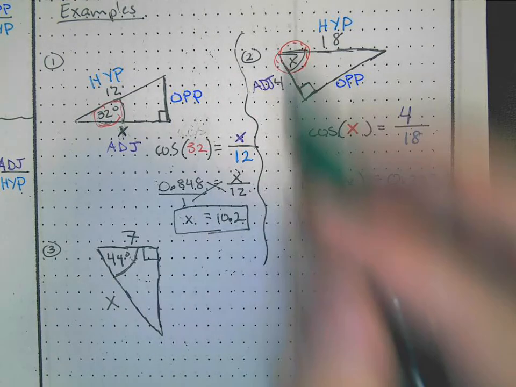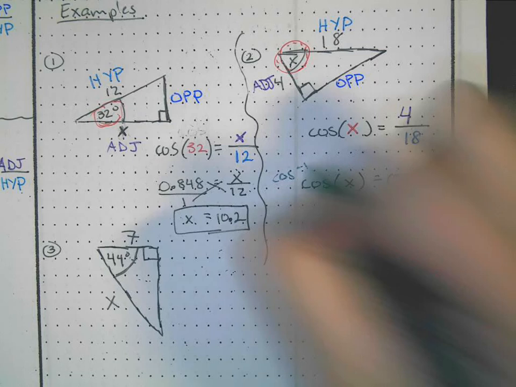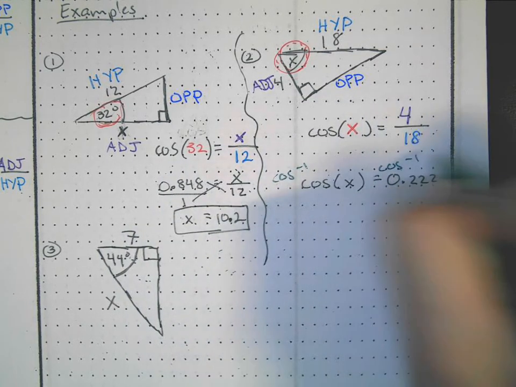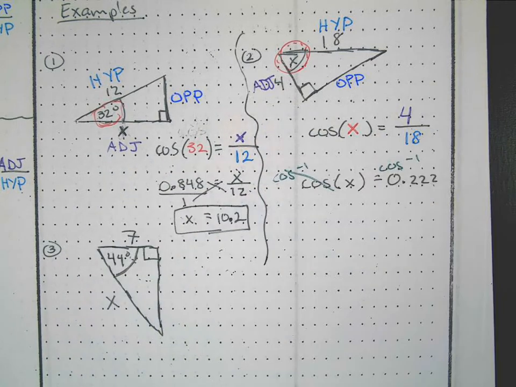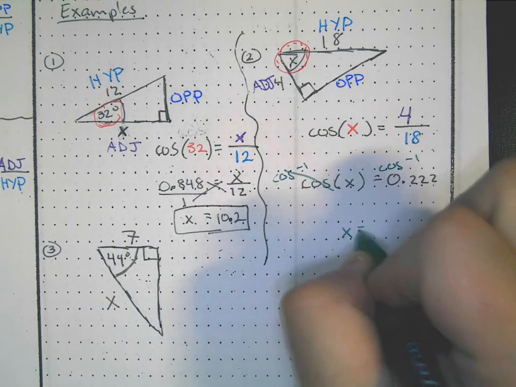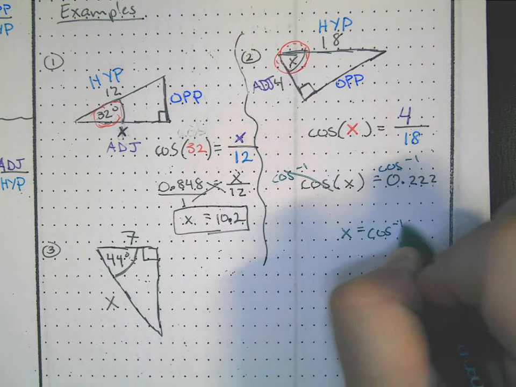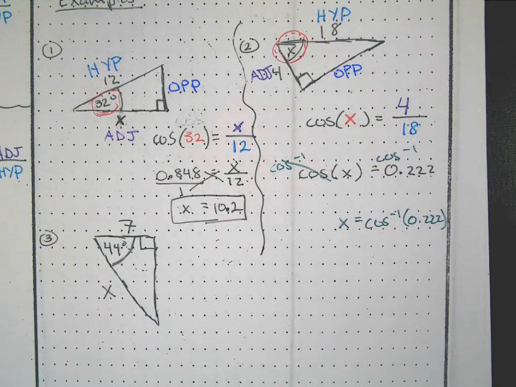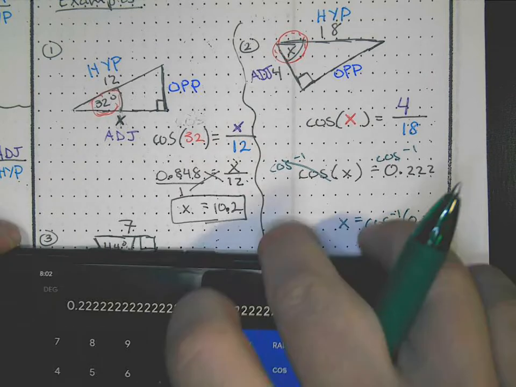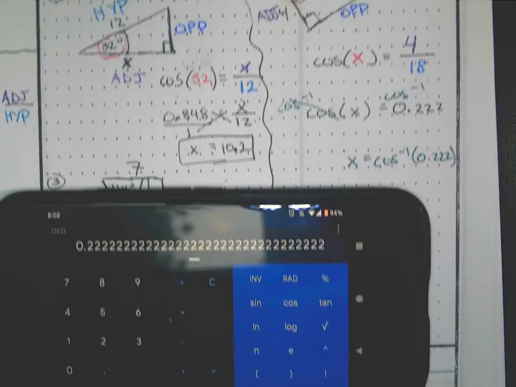Now to get rid of cosine, we have to use that cosine inverse idea. And we do the same thing to both sides. Cosine inverse cancels out cosine, so I have x equals, and this is what I'm typing in my calculator. Cosine inverse of 0.222. So go back to our calculator.